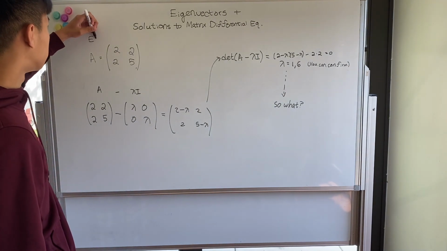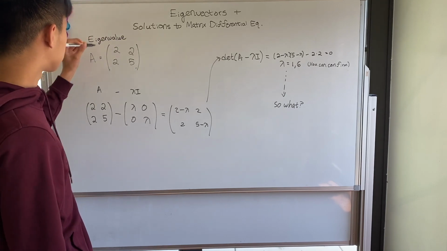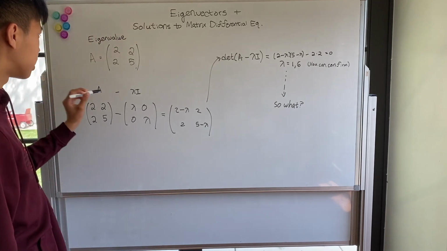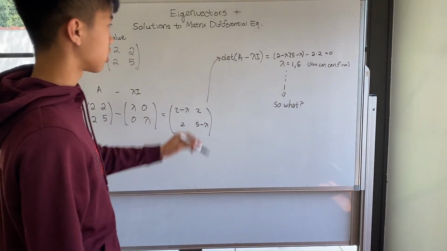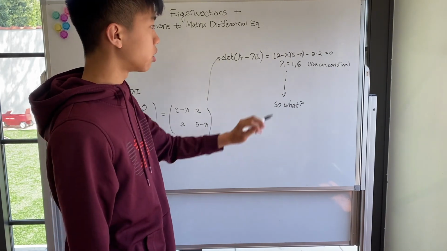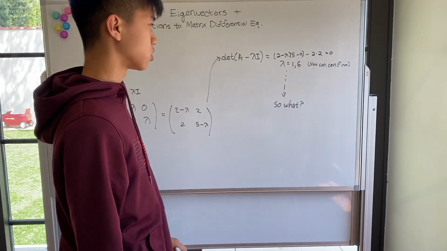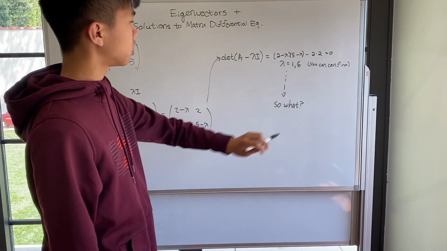In one of the previous videos, I think it was the eigenvalue video, we covered how to find an eigenvalue. This is the matrix. We do that A minus lambda identity matrix function, we find the determinant and set that determinant to 0. And we found that these eigenvalues are equal to 1 and 6, which you can confirm. But so what?